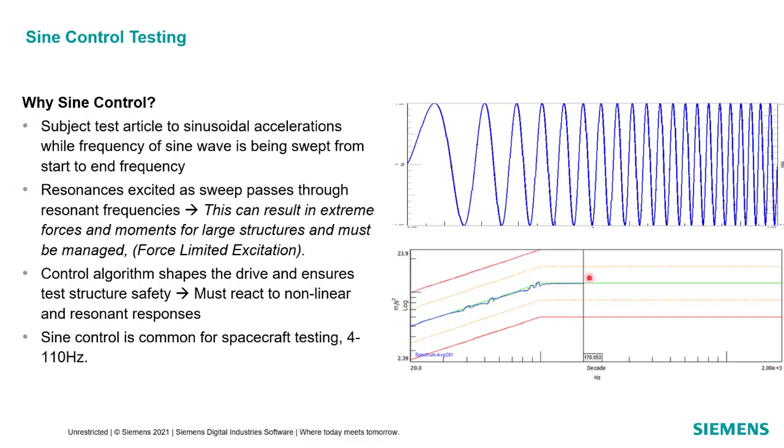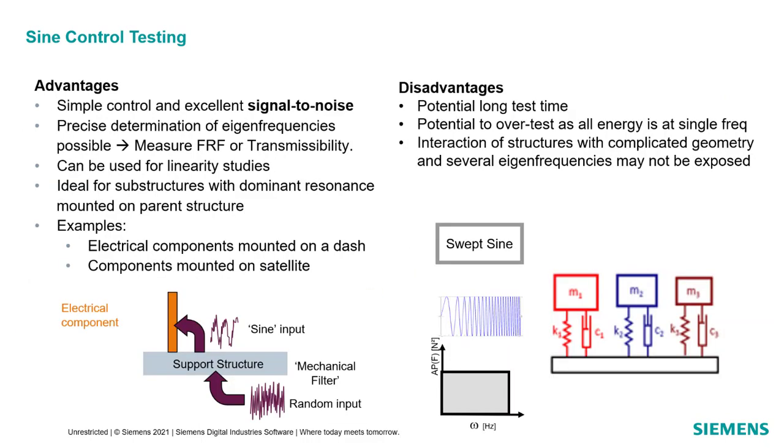So as you sweep up through these frequencies, the control algorithm has a tough job. It needs to shape the drive to maintain these levels of response at the control sensors, but it has to be able to react to resonant conditions and nonlinear conditions. Sometimes with a pretty good sweep rate, that can be quite a challenge for a controller. So it has to react very efficiently to those conditions. There are some advantages to this.